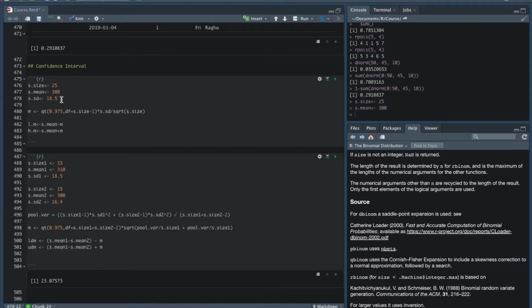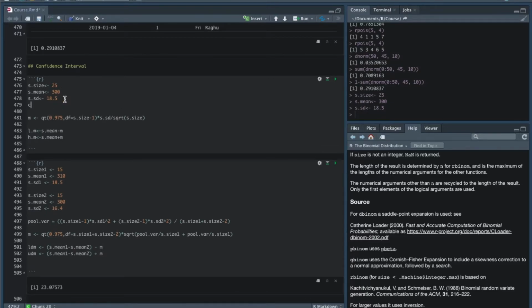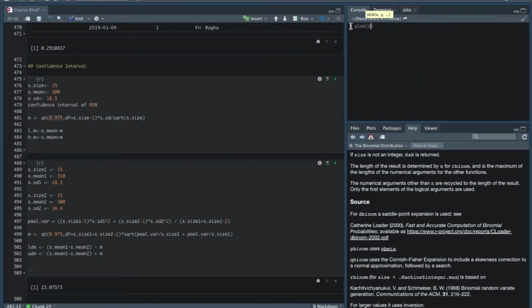Then we find something we call a margin, using a qt function. Here we provide a particular value. Let's say you want to calculate the confidence interval of 95%. If you want to calculate the confidence interval of 95%, you take this. Why do you take this? Let me try to show you here.